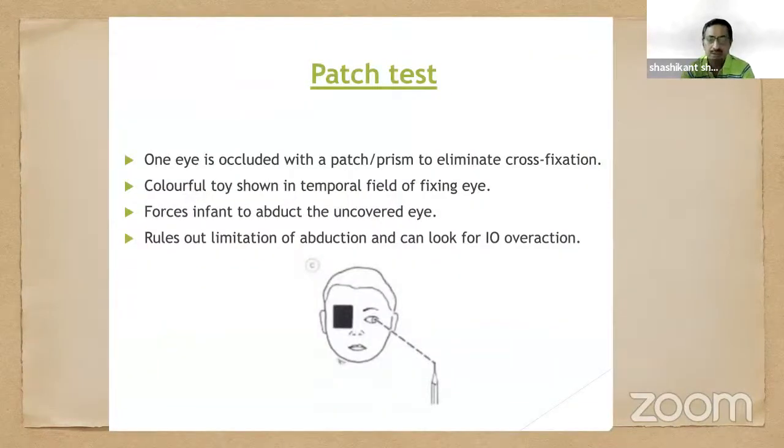So the patch test is very important. You can use either a patch or a prism in front of one of the eyes. Then a colorful toy is shown in the temporal field of the fixing eye, and it forces the infant to abduct the uncovered eye. So you can rule out limitation of abduction, and you can simultaneously look for inferior oblique overaction in the other eye if prisms are used.